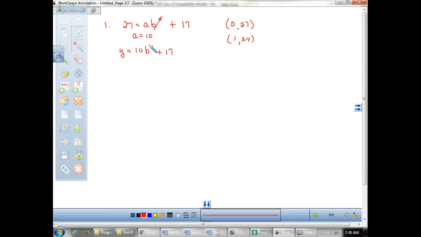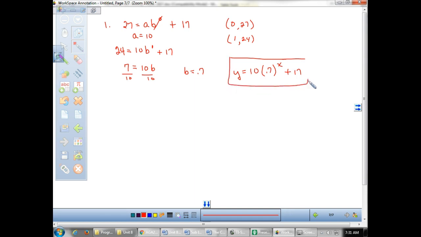Now we have another data point, (1, 24), where now I don't want my b value to disappear. I want to be able to solve for it, so I want to set it up like this. So I would subtract 17 from both sides, and then I'm going to end up with b is 7/10. So b is going to be 0.7. So this model would look like this, 10 times 0.7 to the x, and, oh, I need my asymptote there, plus 17. All right, so that's how you could model it using the basic exponential equation.